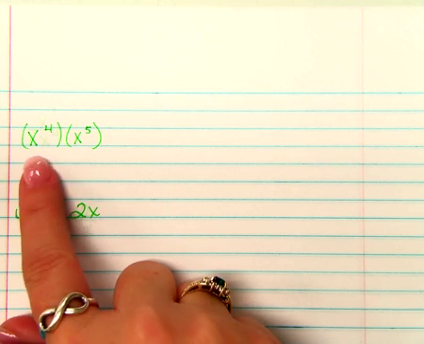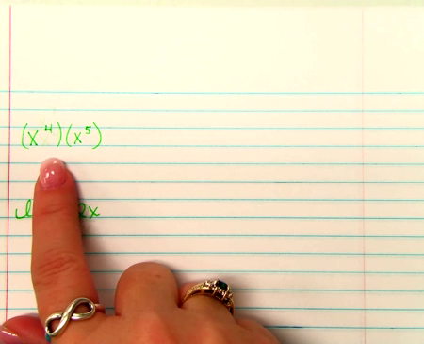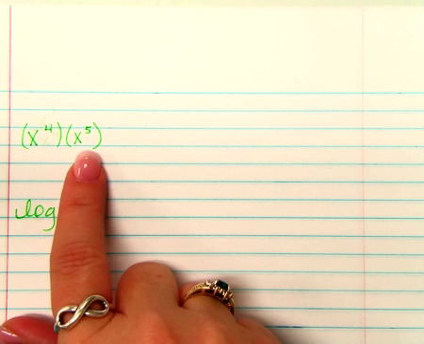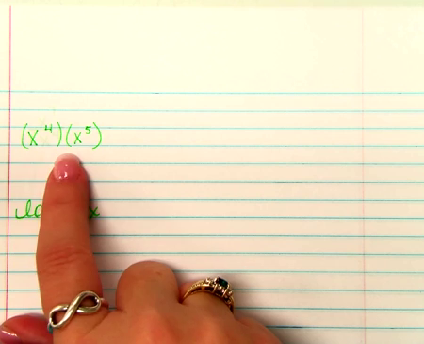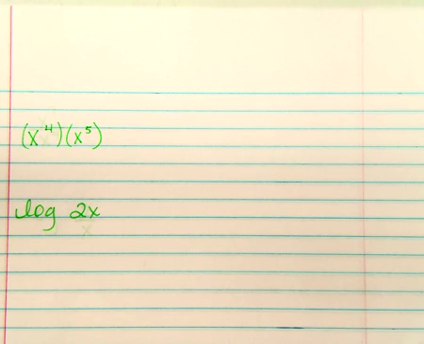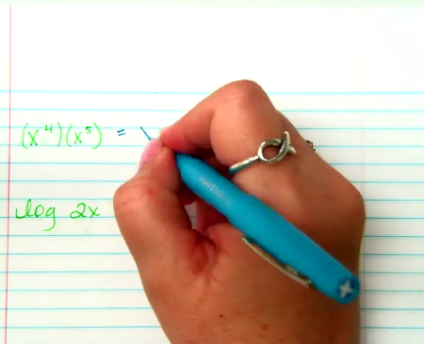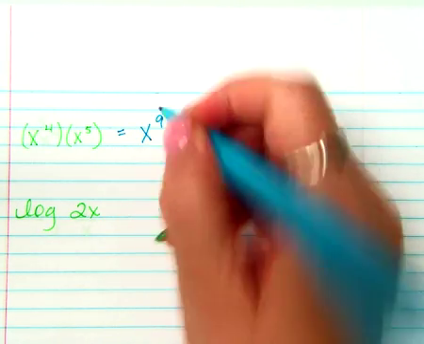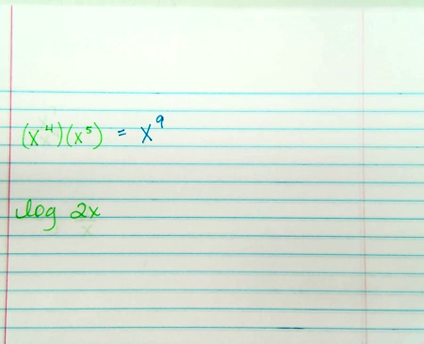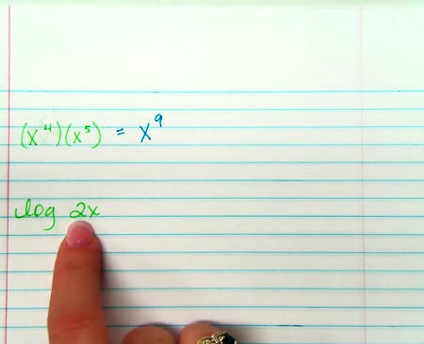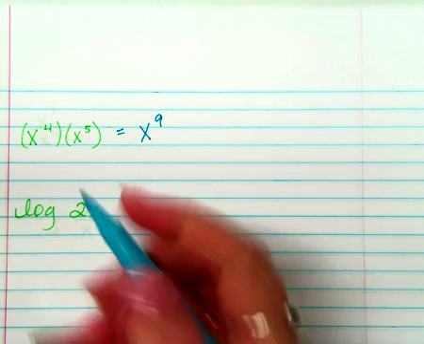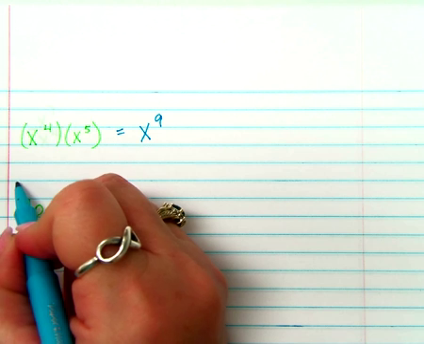Okay, so this is an exponential rule that we've already talked about. X to the fourth times x to the fifth. If we're multiplying like bases, what do we do to the exponents? We add them, right? So we get x to the ninth, right? X to the ninth. Well, what's happening inside this logarithm? I'm multiplying, right?